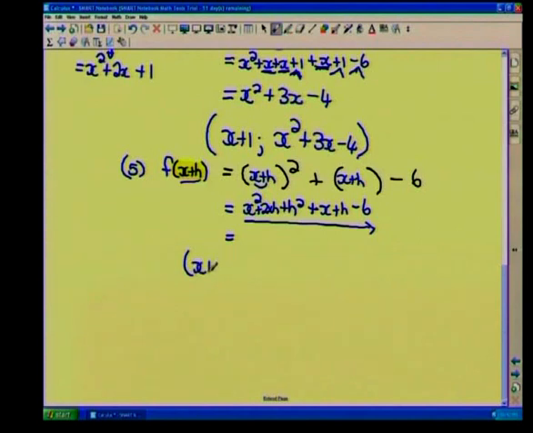So what I would do now is write the coordinate x plus h, x squared plus 2xh plus h squared plus x plus h minus 6. Quite a mouthful, but it is a coordinate: that's your x value, that's your y value.